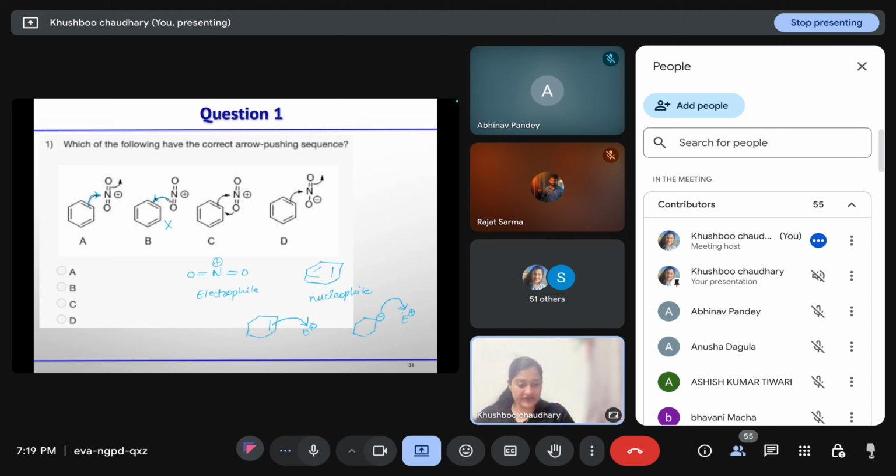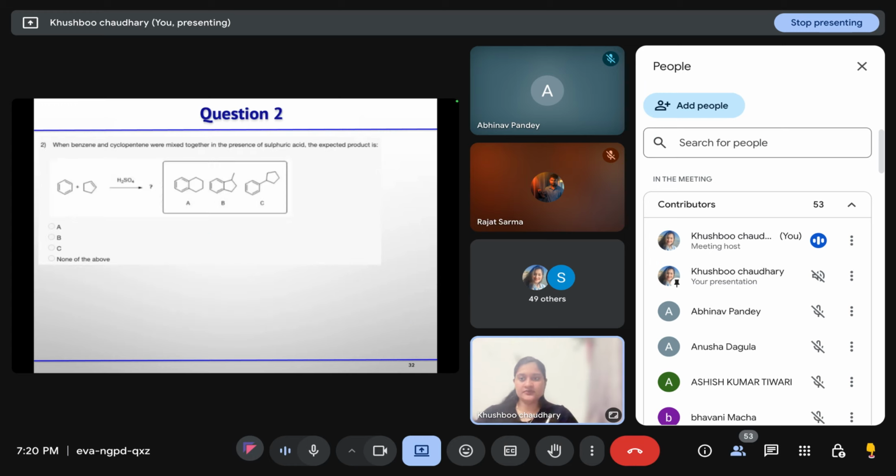In this case, electrophile is attacking on nucleophile. This is wrong. In the C case, your benzene is attacking, that is correct, but oxygen is attacking back. That is not the case in electrophilic aromatic substitution. And in the last case, this is not the nitronium ion, so this will not attack. So the correct option is option A. Fine. After attack of benzene ring on the nitrogen, electrons will go towards the more electronegative atom, that is oxygen here. So this is the correct one.